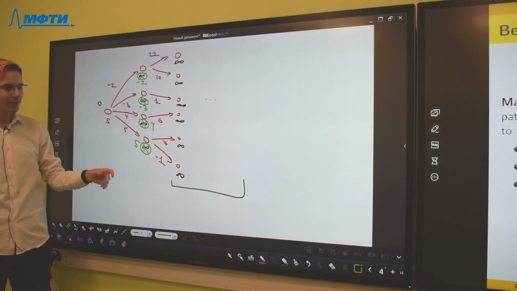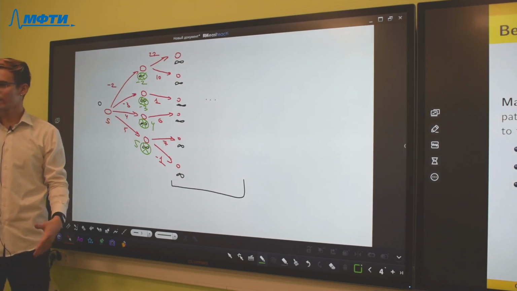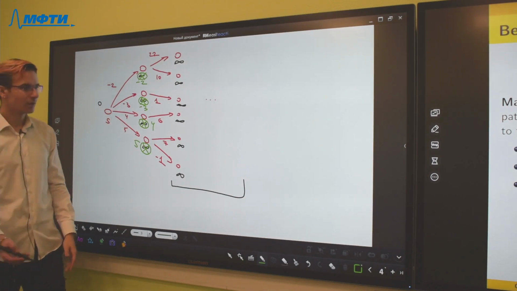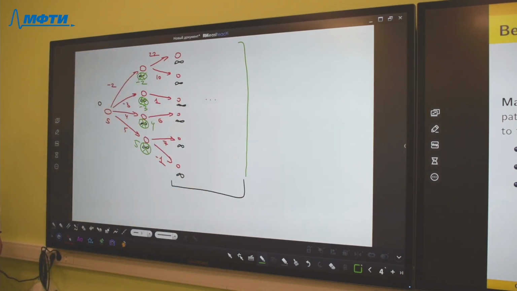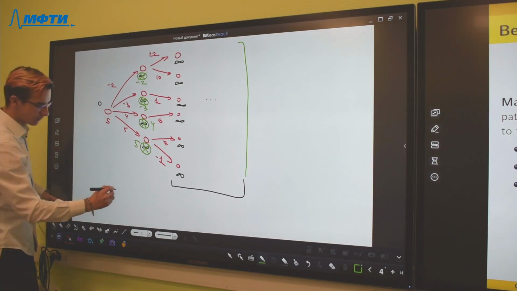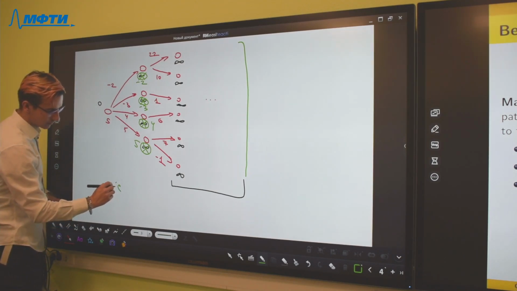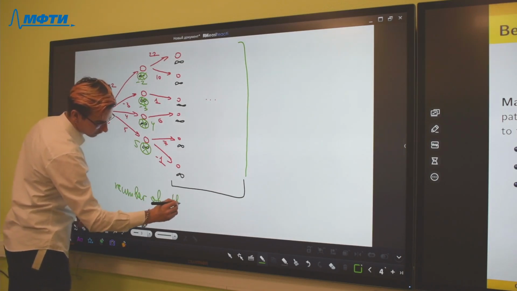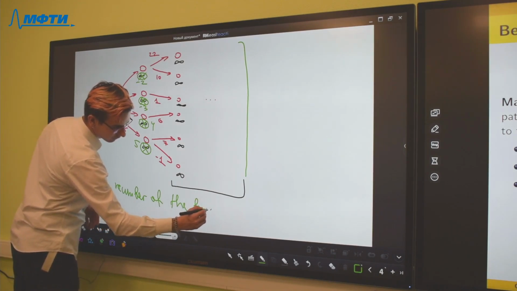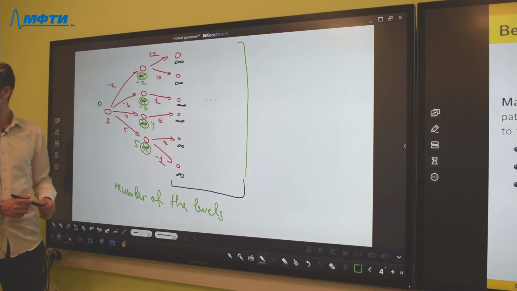Okay, then we can repeat our relaxation of all the edges many times, and we have a boundary on the number of levels. What is the boundary of the number of levels? Hmm? It will not be that big.